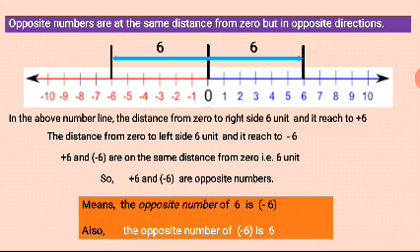This means the opposite number of 6 is negative 6. Also, the opposite number of negative 6 is 6, or positive 6, because we write a positive number without a sign. Got it? We see another example.